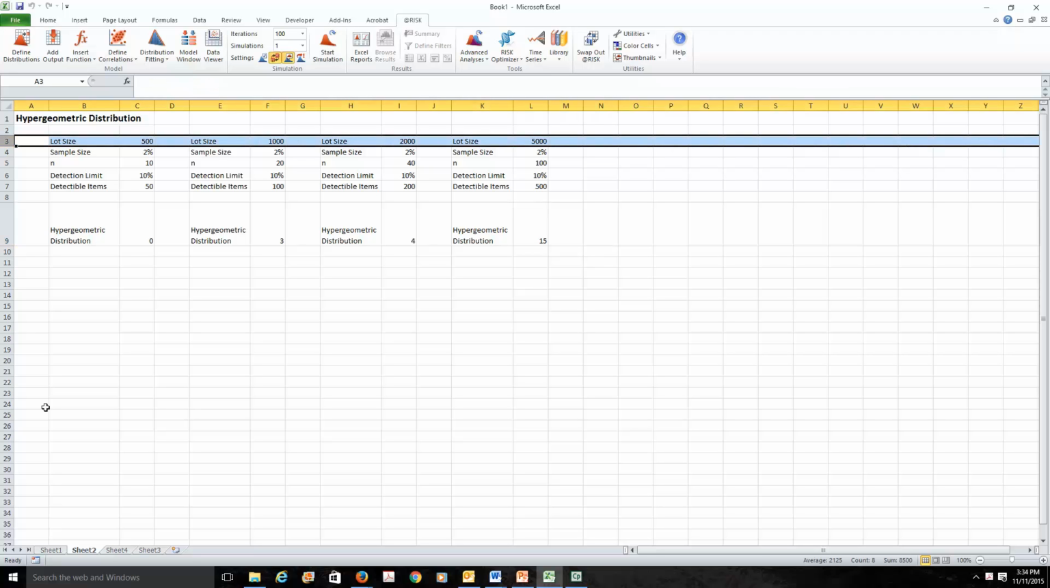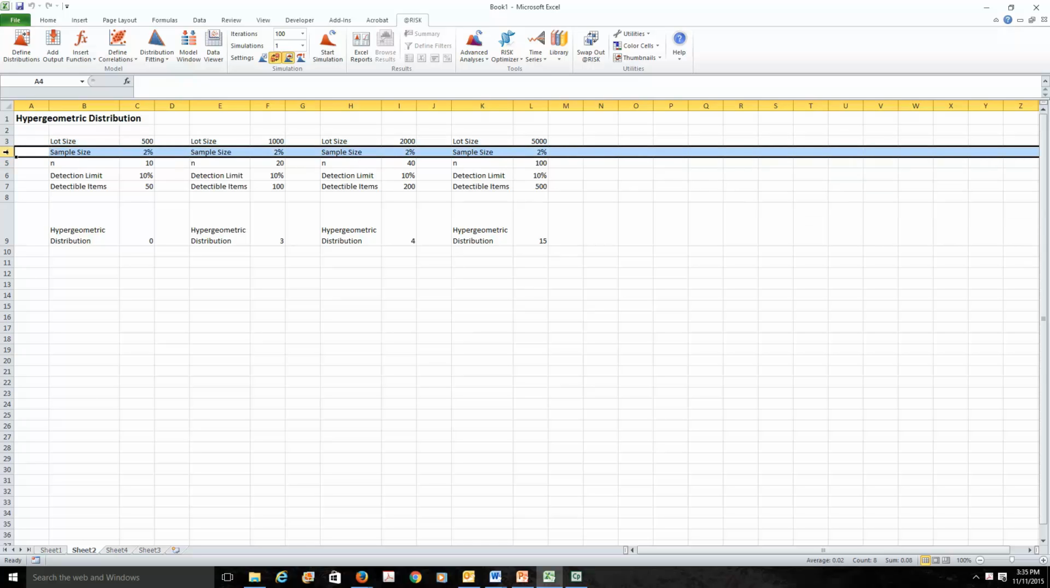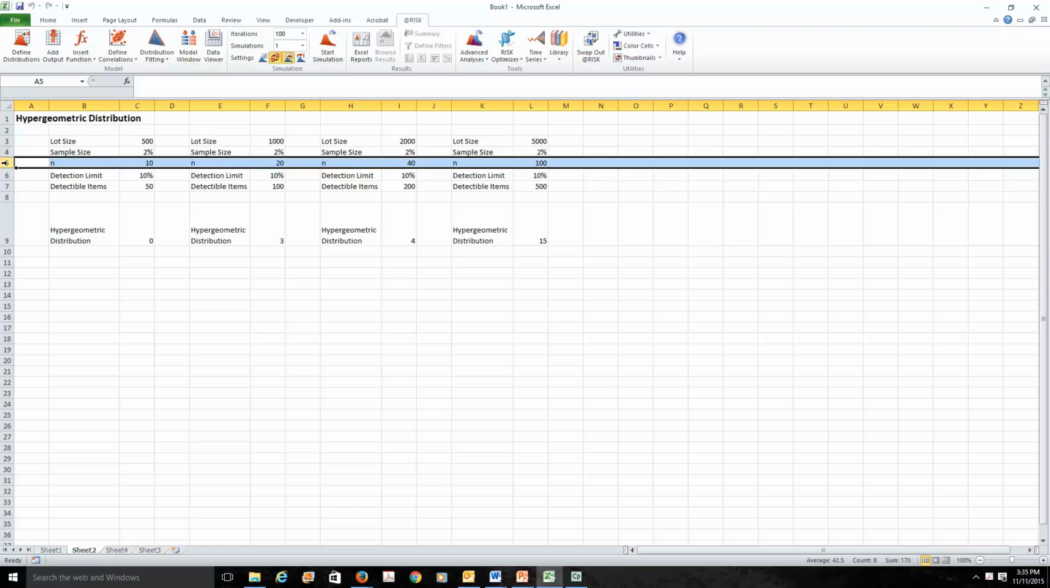Imagine that you are a country that is importing fruit from another country, and you import different numbers of boxes of fruit. So you might have a lot size of 500 boxes, 1,000, 2,000, or 5,000. Now let's imagine that you have a policy of taking a 2% sample from any lot size. Notice how the sample would vary. It would be 10 boxes in a lot size of 500. It would be 100 boxes in a lot size of 5,000.